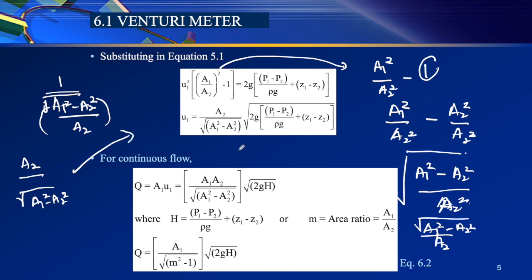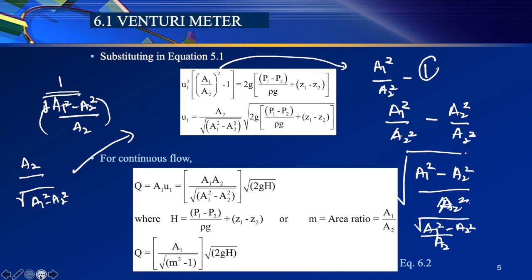Here, this expression can be changed into M, the area ratio. If you don't want to change into this, it's okay, let it be like this. Then if you want to find the discharge rate, you multiply U1 with A1. If you don't want to change to this, it's okay, let it be like this and try to find the values inside. Try to fill in all those values.